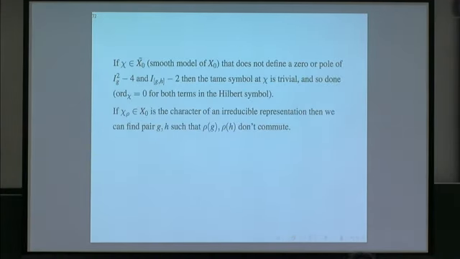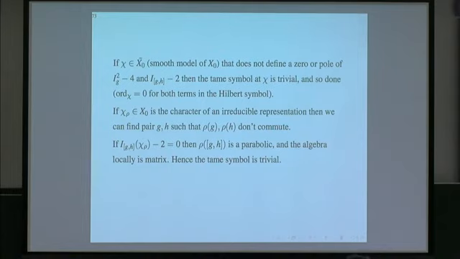So let's assume that we've got some character of an irreducible representation, and suppose that we can find a pair G and H so that the images of G and H do not commute. Now, when we have an irreducible representation, that is indeed the case. So we can change bases of this quaternion algebra to work with this G and this H. Now, what does it mean for the tame symbol to be trivial? Well, if you think about what it means for a quaternion algebra to be trivial, it means it's just a matrix algebra. So if you get the matrix algebra, you're trivial in the tame symbol.